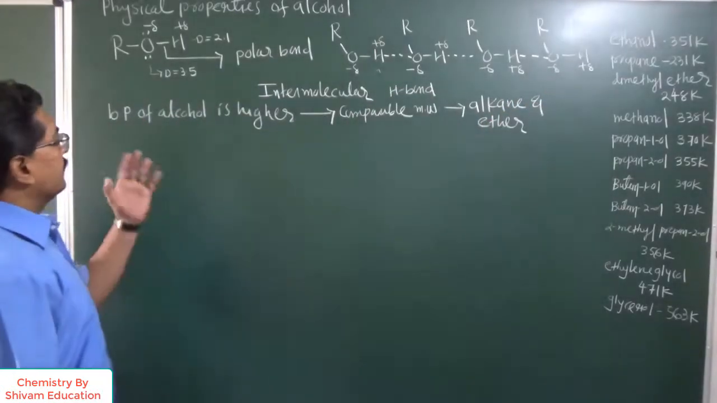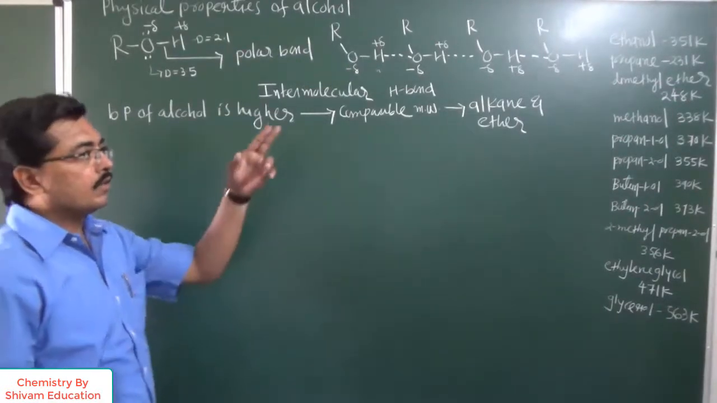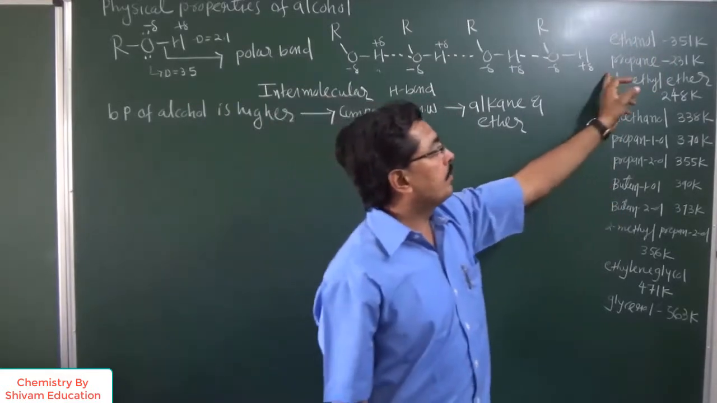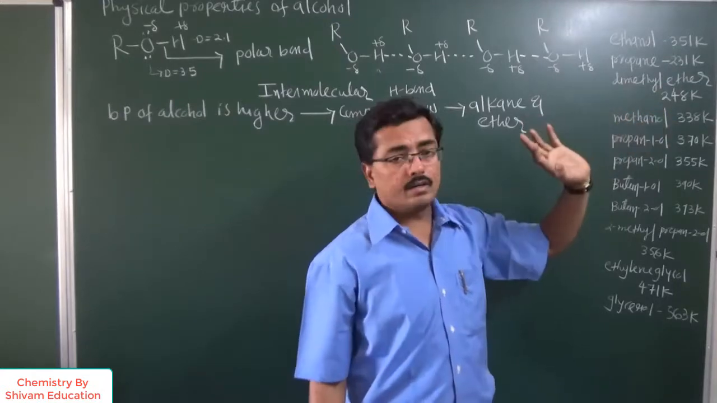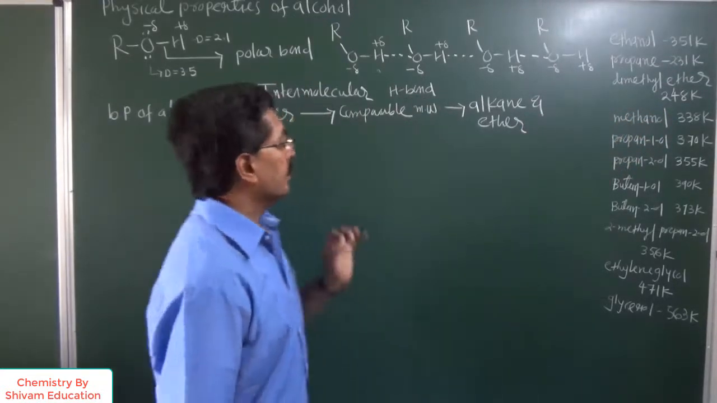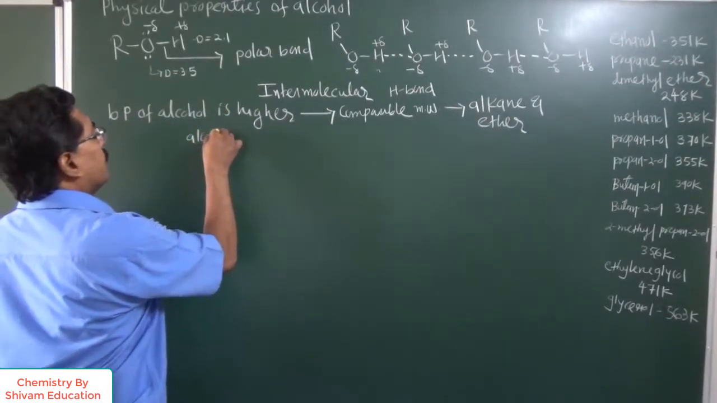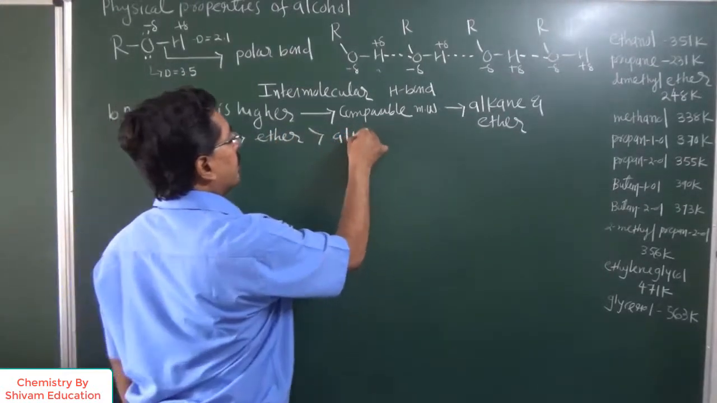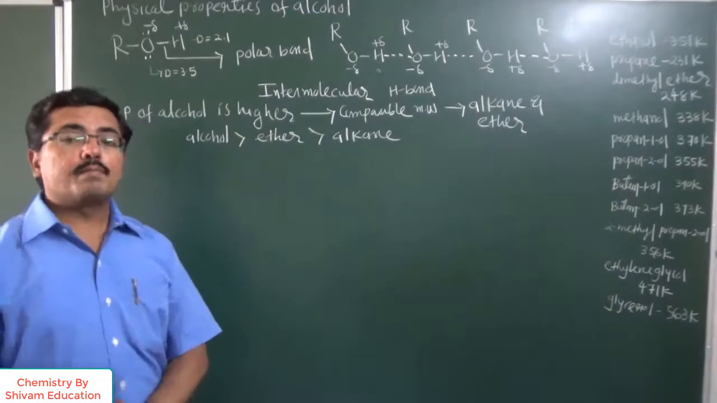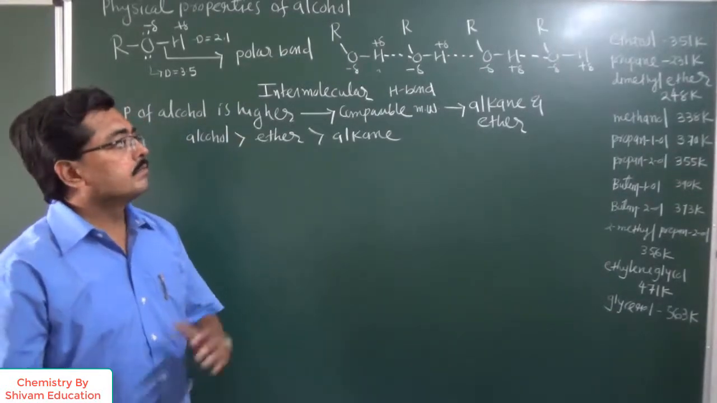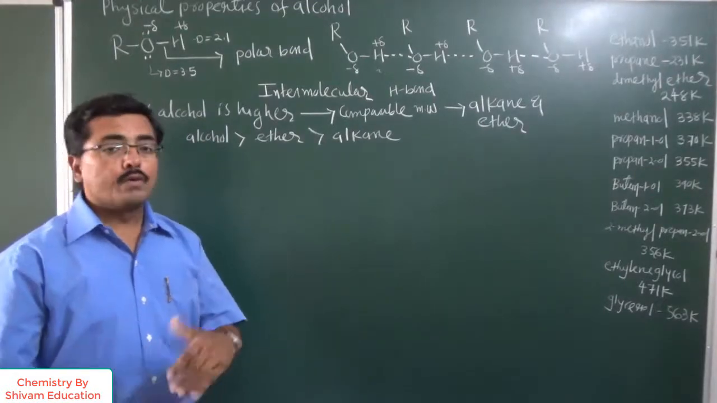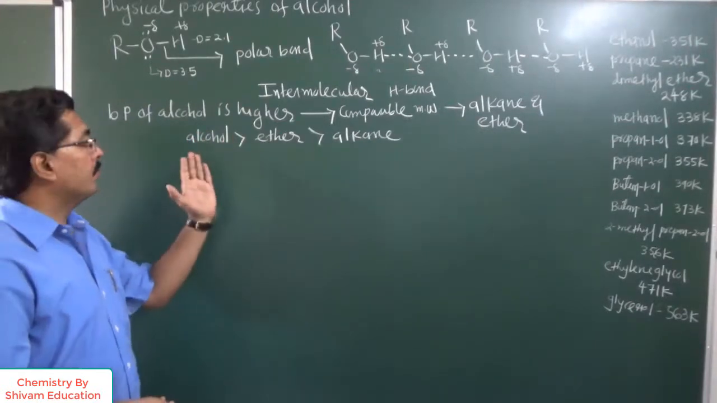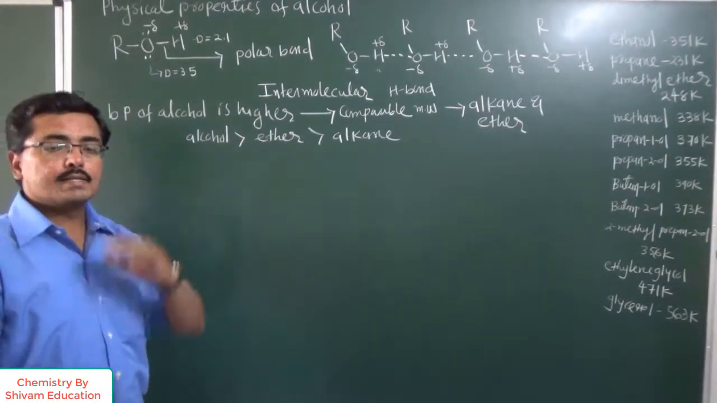Now suppose we take a 2-carbon containing ethanol. Ethanol has a boiling point of 351, propane has a boiling point of 231, and dimethyl ether has a boiling point of 248. So we can write that alcohol has a higher boiling point as compared to ether, and ether has a higher boiling point as compared to alkane, with almost comparable molecular masses. Suppose we take propane, then the molar mass of propane is 44. So in equal molecular mass containing alcohol, ether and alkane, the boiling point of alcohol is higher as compared to ether and alkane.